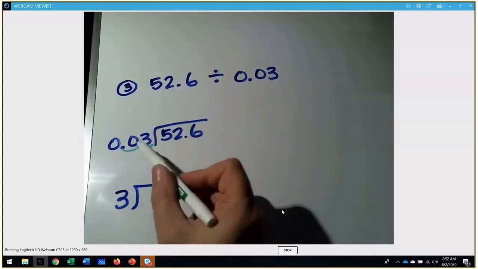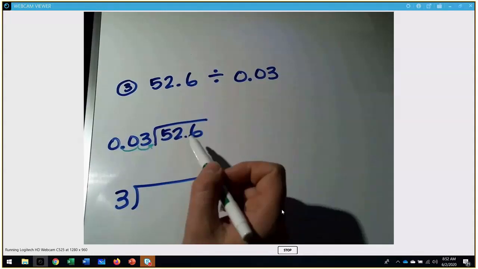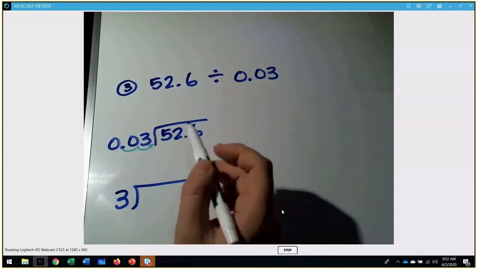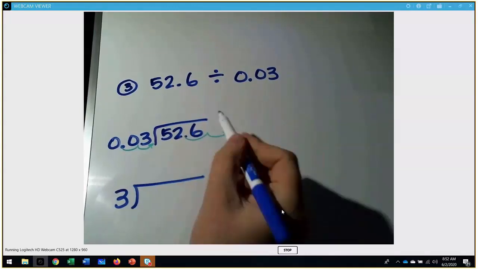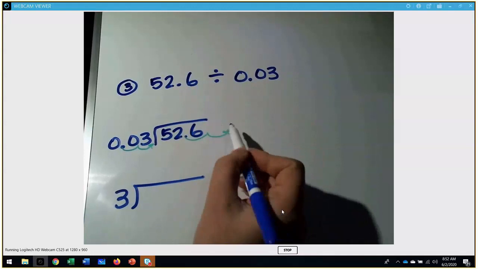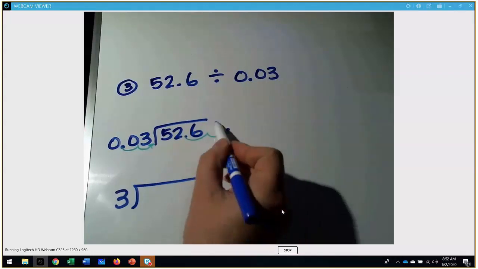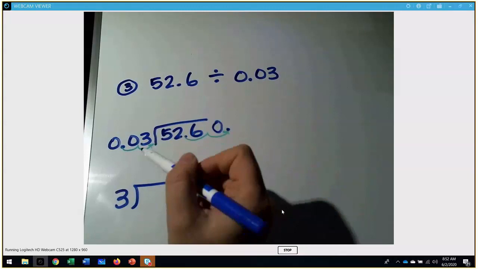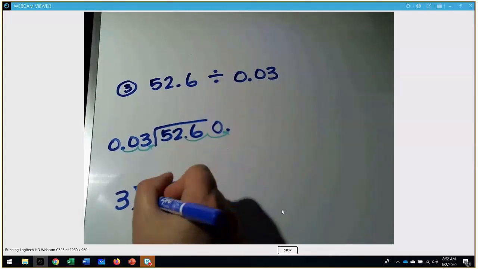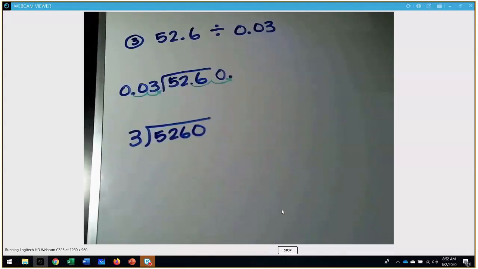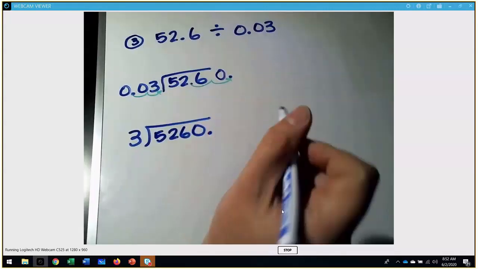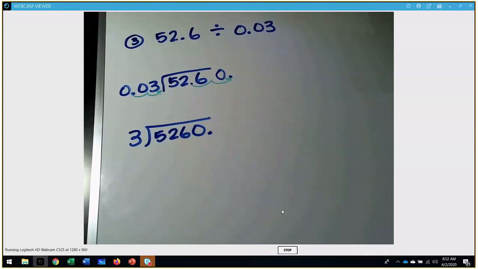And whatever I do to the divisor, I have to do the same thing to the inside, which is called the dividend. So I move that over twice. And in this case, since my decimals are all the way over here now, I need to hold this place with a 0. So now I've created 3 and 5,260. My decimal's way back here. But now I should be able to do this division, and my decimal will be in the right spot.